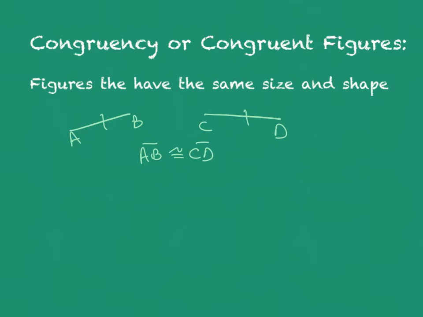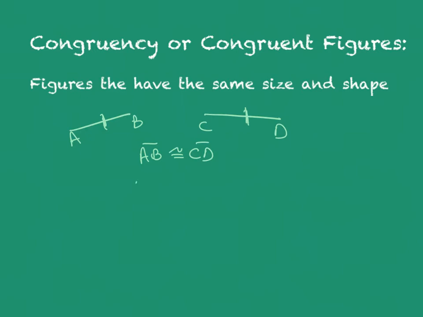And the congruency symbol is just an equal sign with a little tilde over it. You might also notice that I've put a little dash in the middle of AB, in the middle of CD. That's kind of a visual way of representing congruency too. You'll notice that will become very handy as we get into more complicated diagrams. But you can have other things that are congruent too.